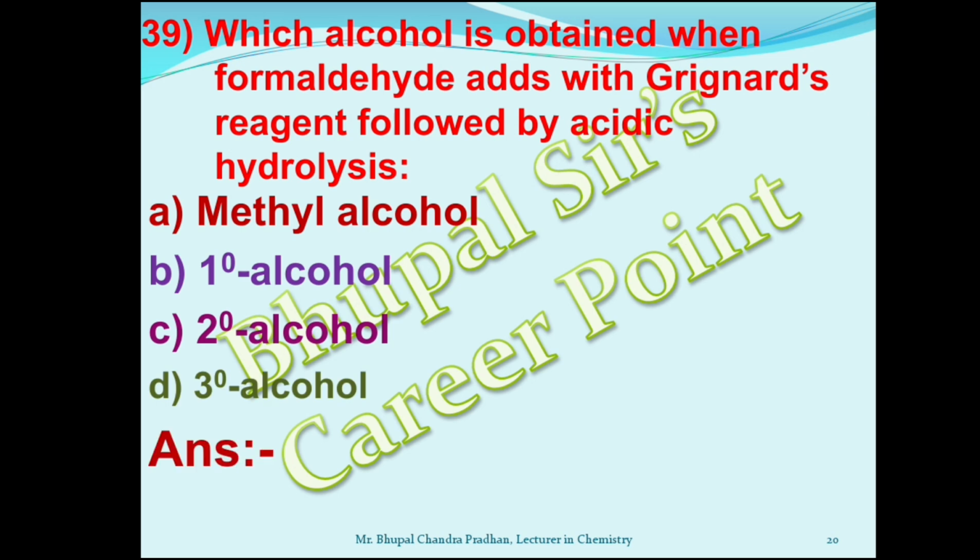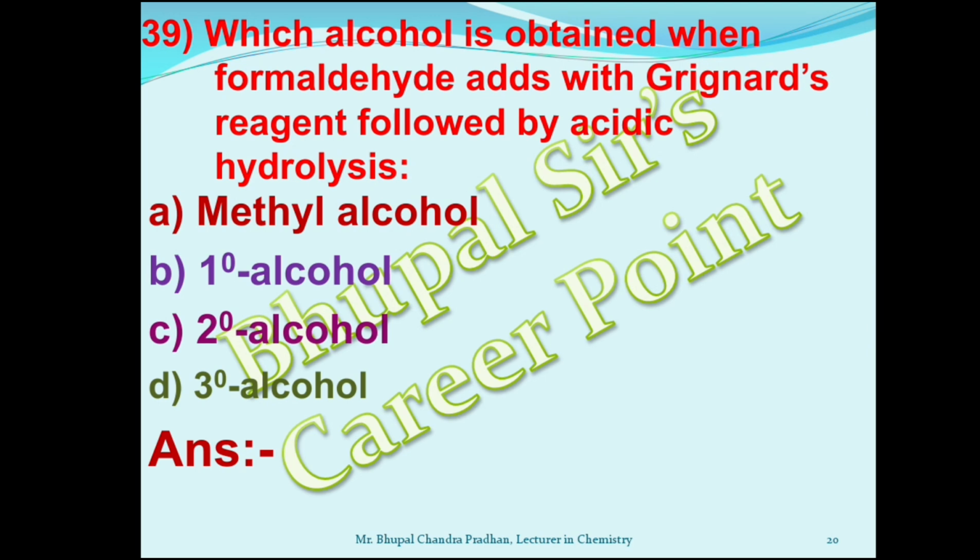Whenever formaldehyde adds with Grignard's reagent followed by acidic hydrolysis, then which alcohol is formed? Due to reduction, aldehyde and ketone give us alcohol: formaldehyde gives us methyl alcohol, aldehyde gives us primary alcohol, and ketone gives us secondary alcohol. By the process of reduction, we cannot get tertiary alcohol. But whenever Grignard's reagent is added, formaldehyde gives us primary alcohol, aldehyde gives us secondary alcohol, and ketone gives us tertiary alcohol.